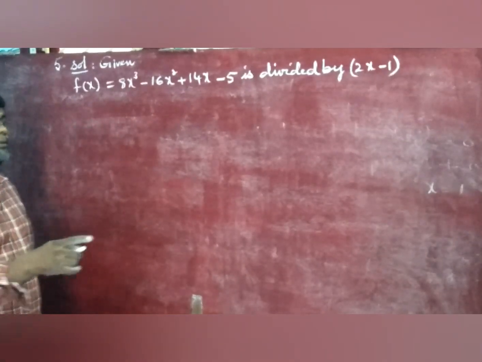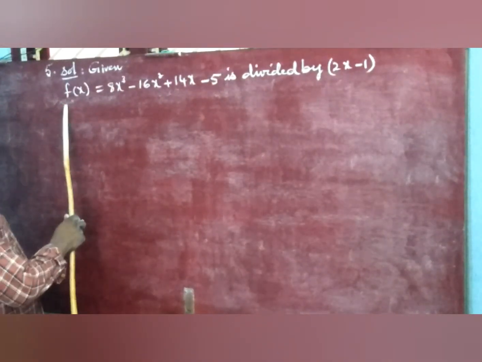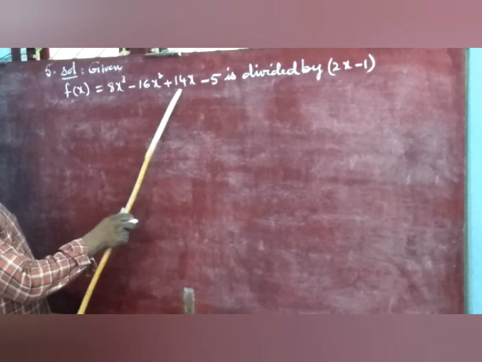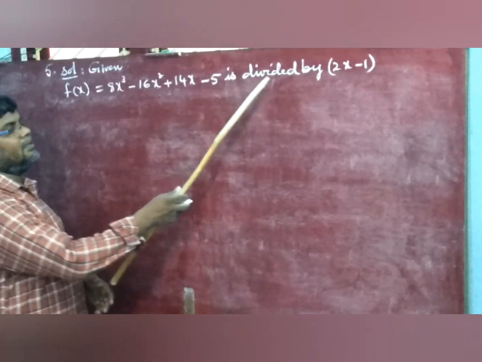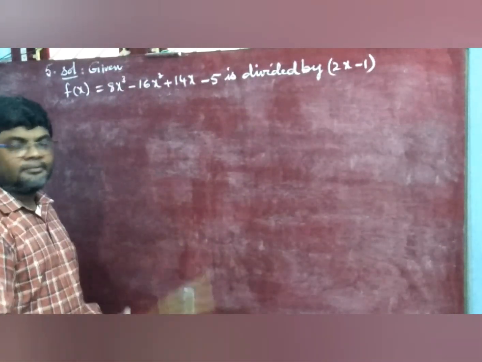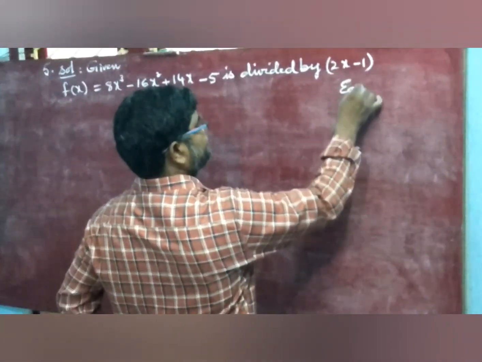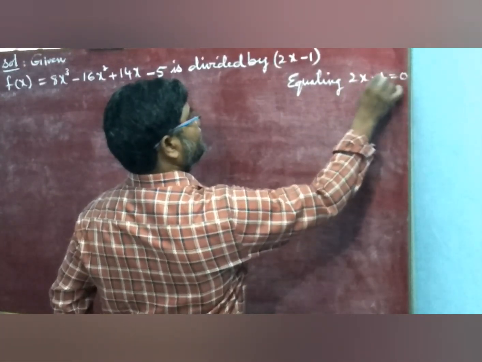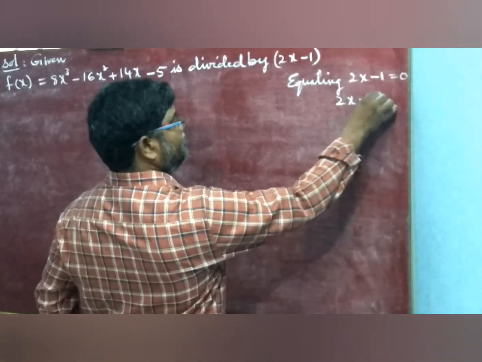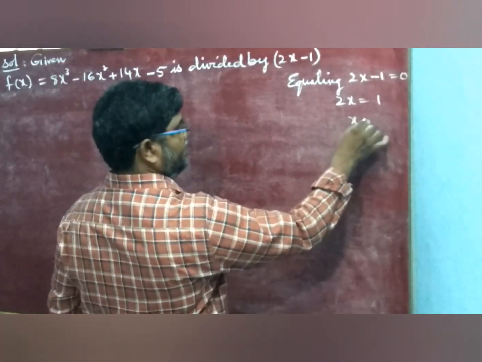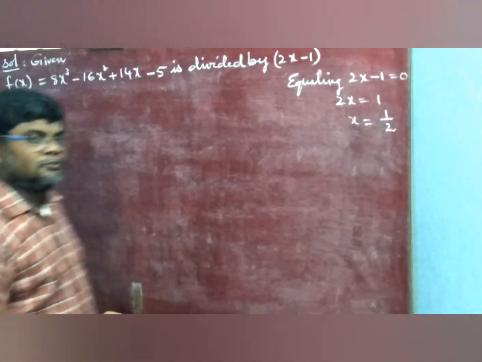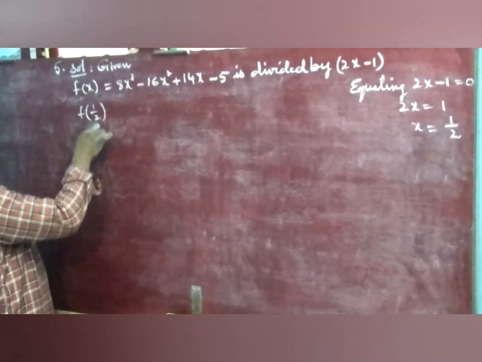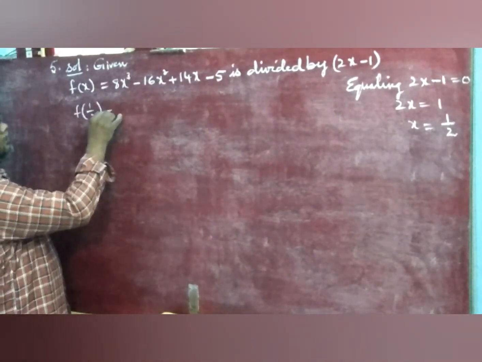Fourth problem homework. Now fifth problem. f of x is equal to 8x cube minus 16x square plus 14x minus 5 is divided by 2x minus 1. Equating 2x minus 1 is equal to 0. So 2x is equal to minus 1 goes that side, plus 1. x is equal to 1 by 2. f of 1 by 2. So in the place of x, we are going to substitute 1 by 2.